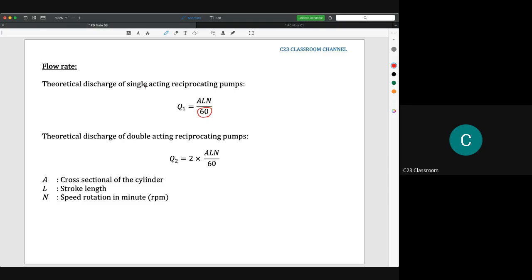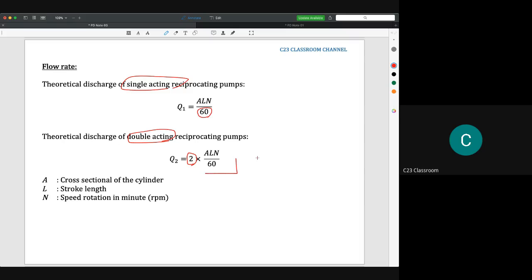So this is for the single acting. For the double acting, you need to multiply by 2, because the same volume will be transferred at the same time. So it means that the total discharge is ALN over 60 times 2. I think you could imagine how to calculate this.